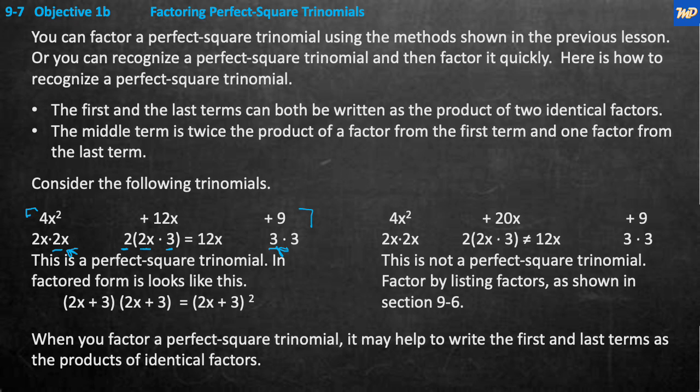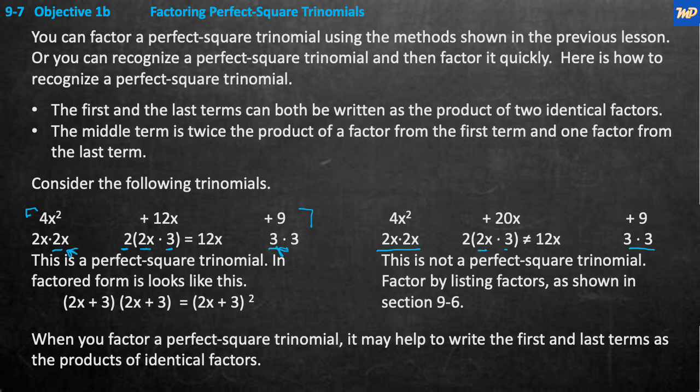And if we look at the second version of this, the same 2x squared is right here, and the same 9 is down here, but now we have a positive 20 instead of a positive 12. Well, we're going to factor out the 2, so then it's going to give us a 10. And can the 10 give us a 2x and a 3? No, it cannot. It's going to give us a different value. We have a 10 that we have to factor, not a 6 that we're going to factor. So this is not a perfect square trinomial.